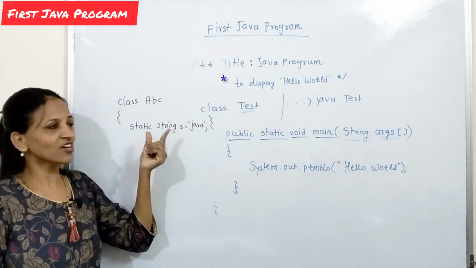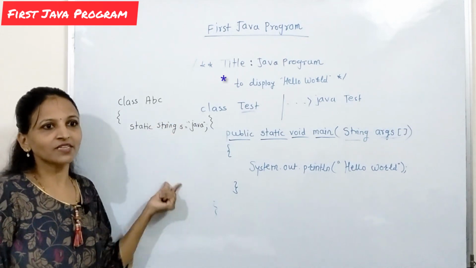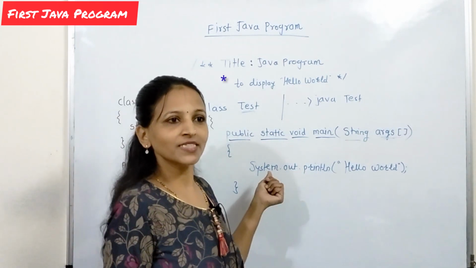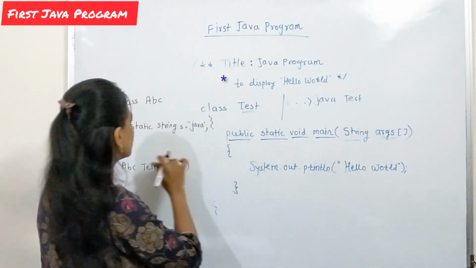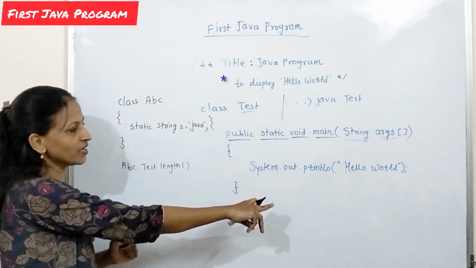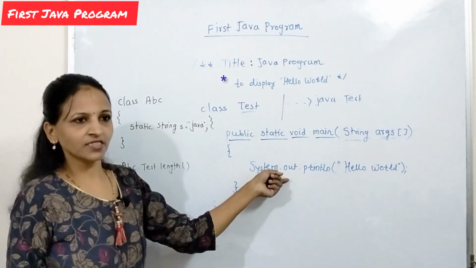Now this is one member, the data of this class ABC. Now one method I am writing here. The exact meaning of system.out.println, for this first I will explain something. If you get an idea about this, then it is very easy to understand.